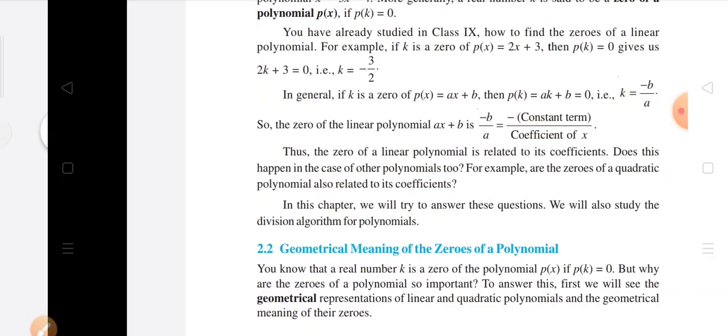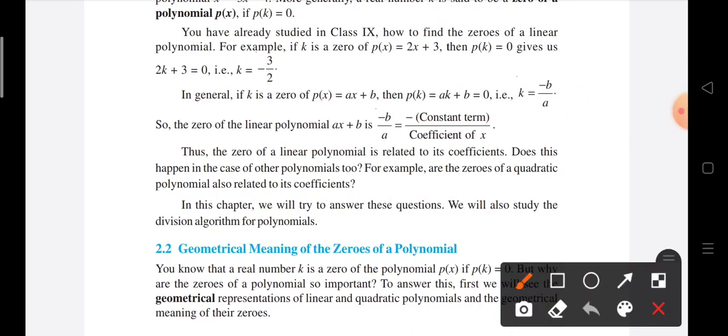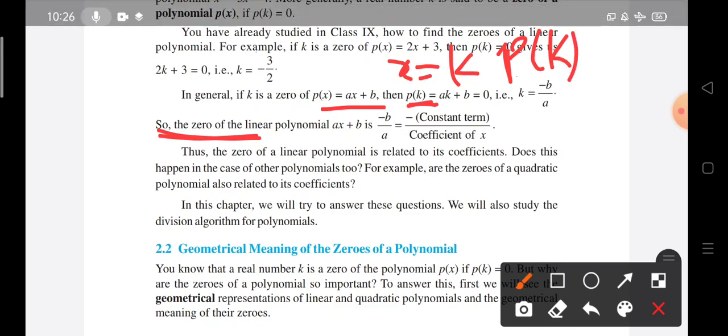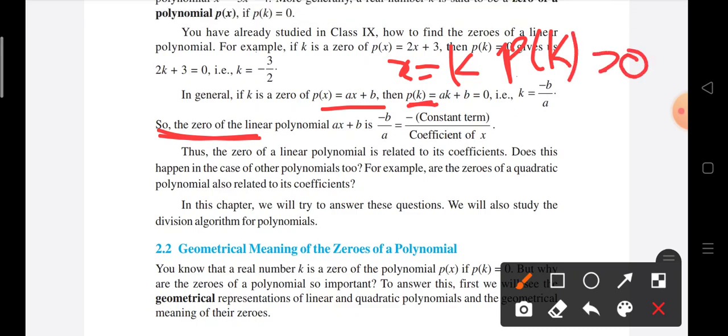Understood? Now how do we represent the root of a linear polynomial? Okay, so the root, or you can say the zero, of a linear polynomial. If the linear polynomial is of the form ax plus b, for any value of k, x equal to k, let p(k), that is p at x equal to k, be equal to 0, then you can get the value of k from the equation as minus b upon a.